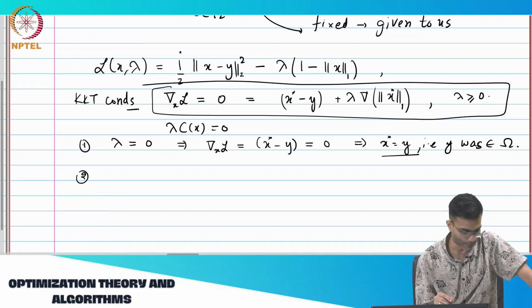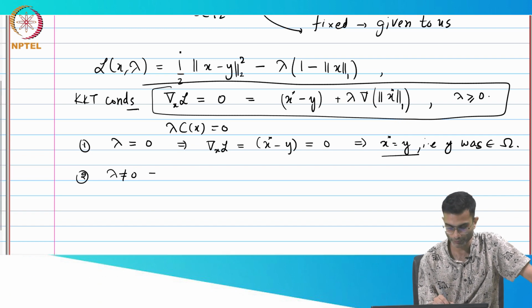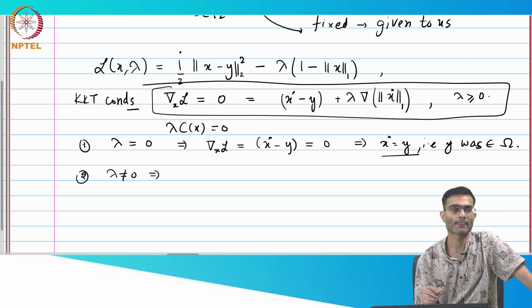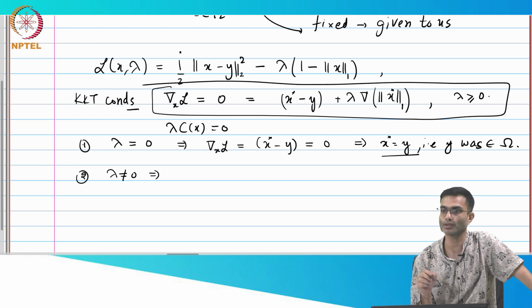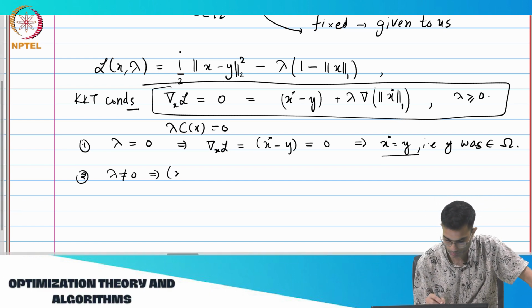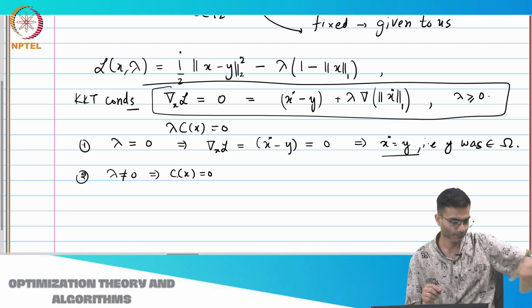Now the second case is lambda not equal to 0. Therefore, what does it imply? Complementarity says that C of x has to be equal to 0. Okay.